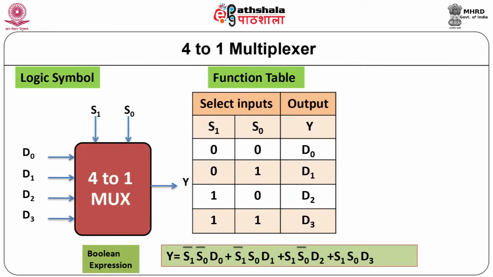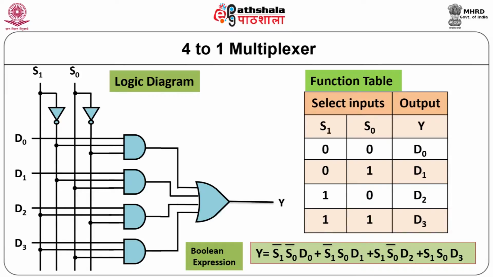Based on this Boolean expression, we can draw the logic circuit consisting of one OR gate with 4 inputs. Each product term is represented by a 3 input AND gate. One of the inputs to the AND gate is the respective data input. The select lines S1 and S0 along with the inverter provide the select input either in uncomplemented or complemented form. We will make the connections to the AND gate as per the requirement of the product term.